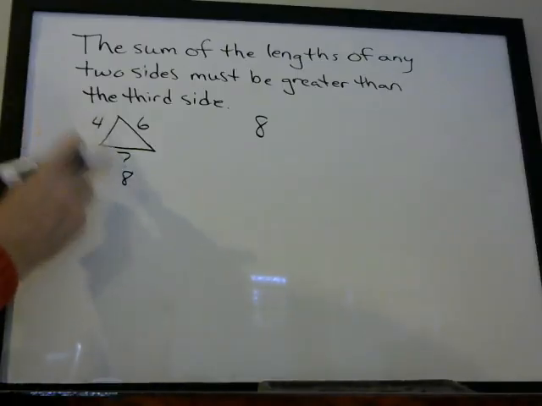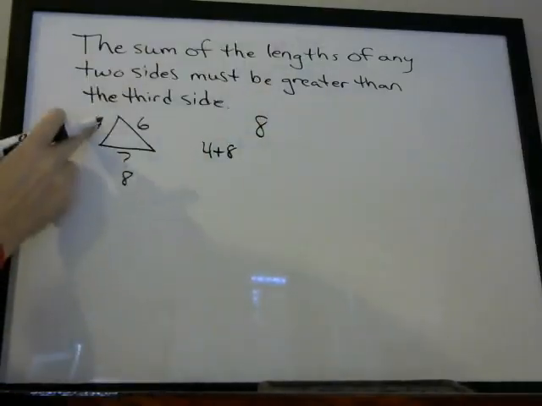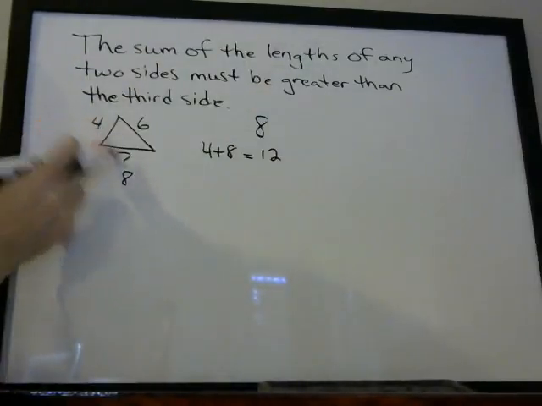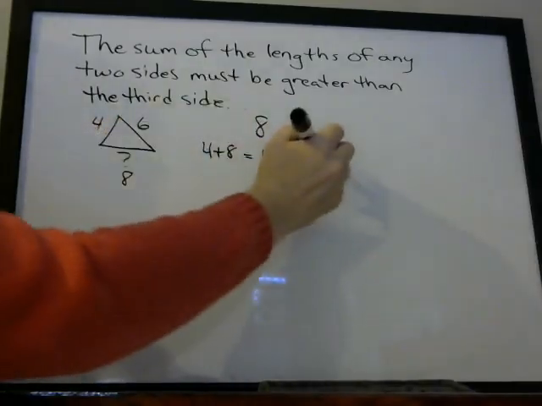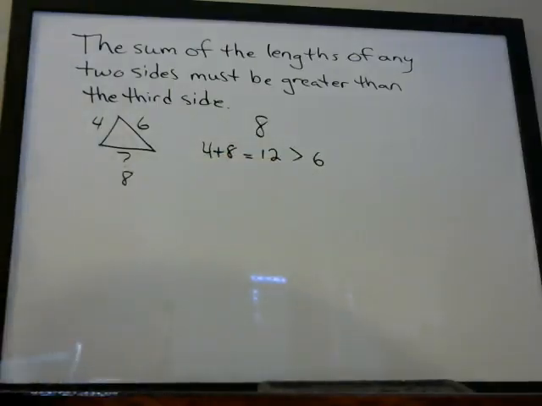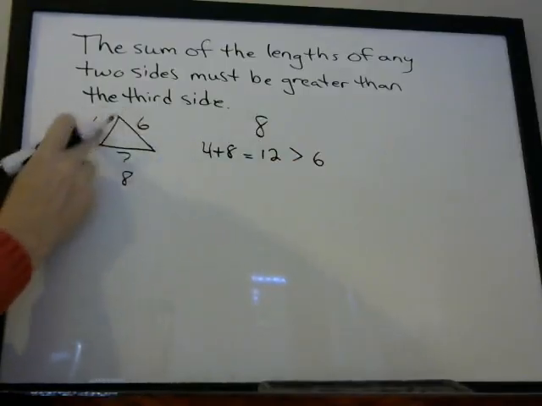So the first two sides we'll take is this one, 4 plus 8. The sum of two sides, this side and this side. That equals 12. When we're taking the sum of these two sides, the third side is this one, which is 6. Well, 12 is greater than 6. So that works out. But we have to do all combinations. So that was these two sides. Now we'll look at these two sides.